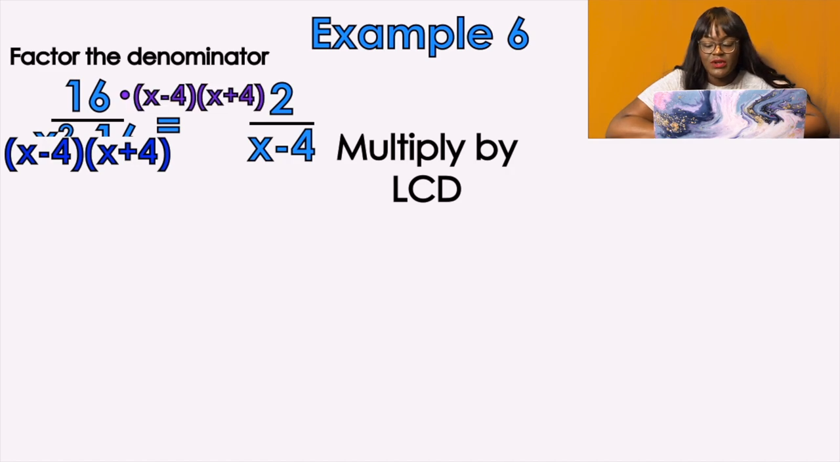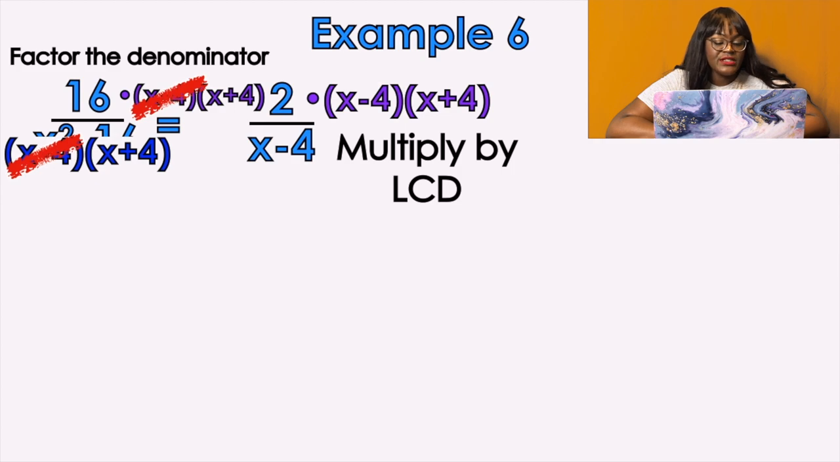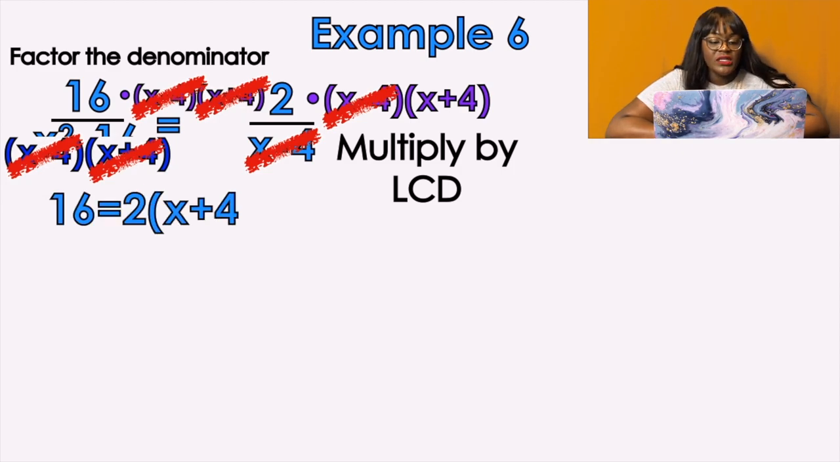x plus 4, x minus 4. Let's simplify. x minus 4, x minus 4. x plus 4, x plus 4. x minus 4, x minus 4. What is left? Well, on one side, I'm left with a 16. On the other side, I'm left with a 2, and parentheses, x plus 4.